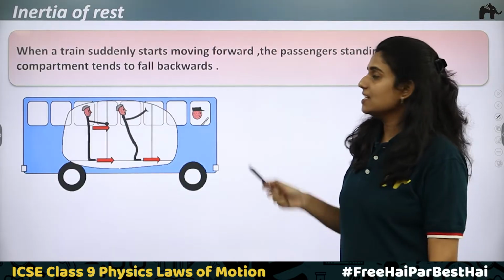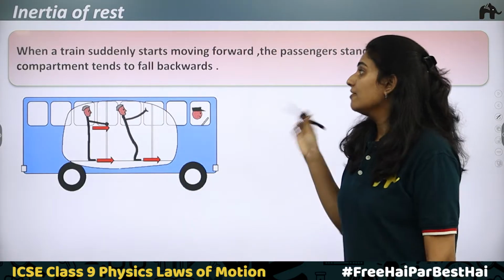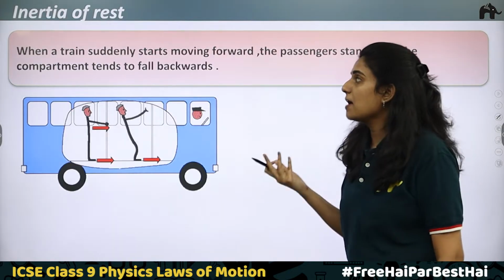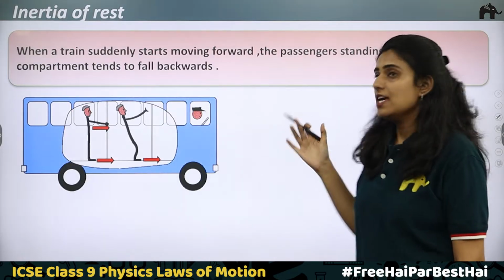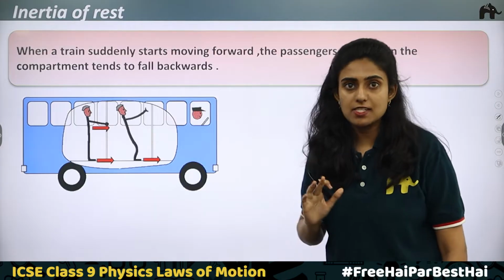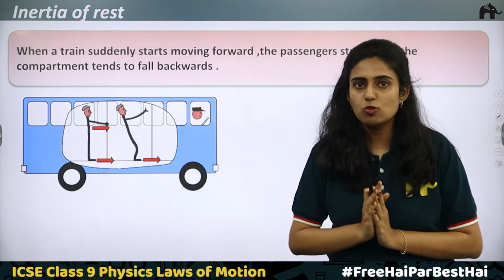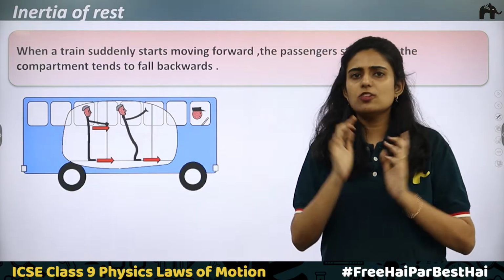So here we have the first example for inertia of rest. When a train suddenly starts moving forward, the passenger standing in the compartment tends to fall backward. Same thing you will experience in case of a bus. You are standing in a bus. Suddenly when the driver starts the bus, what happens? You will fall backward. So what is the reason?